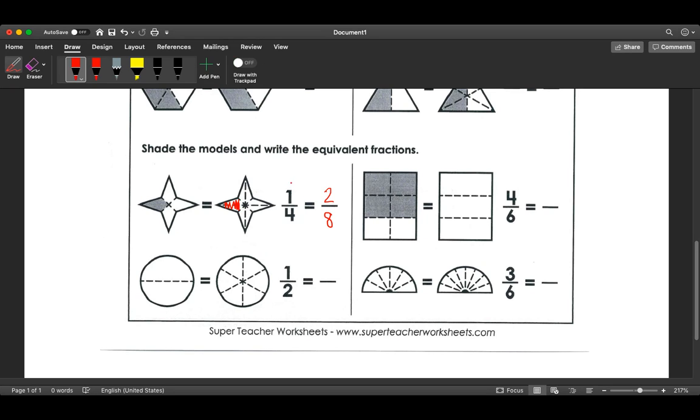Remember, we've also explored the idea that when we multiply the numerator by a number, and in this case, it's multiplying it by 2, if we multiply the denominator by that same number, we will create an equivalent fraction. So 1 times 2 equals 2, and 4 times 2 equals 8. And we can see here that 1/4 and 2/8 are equivalent fractions.